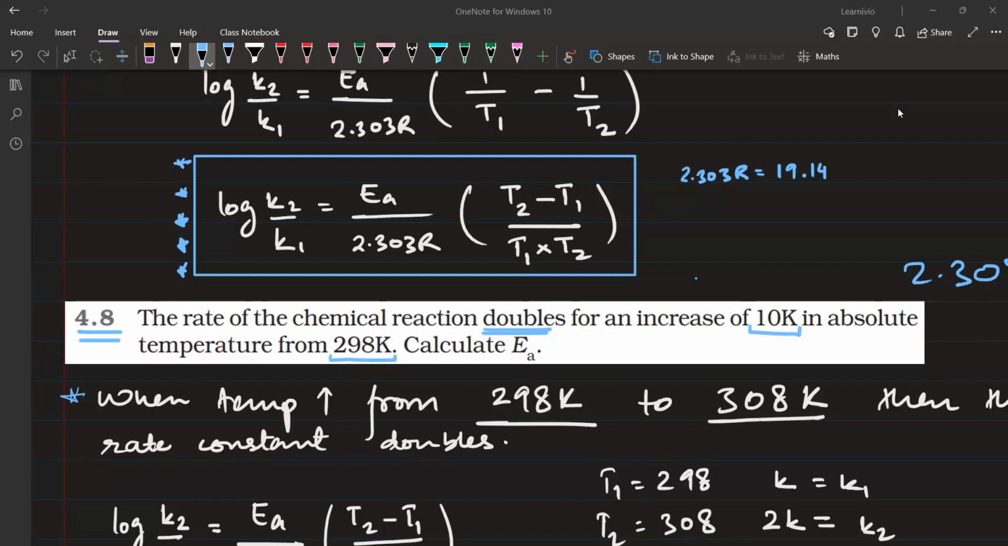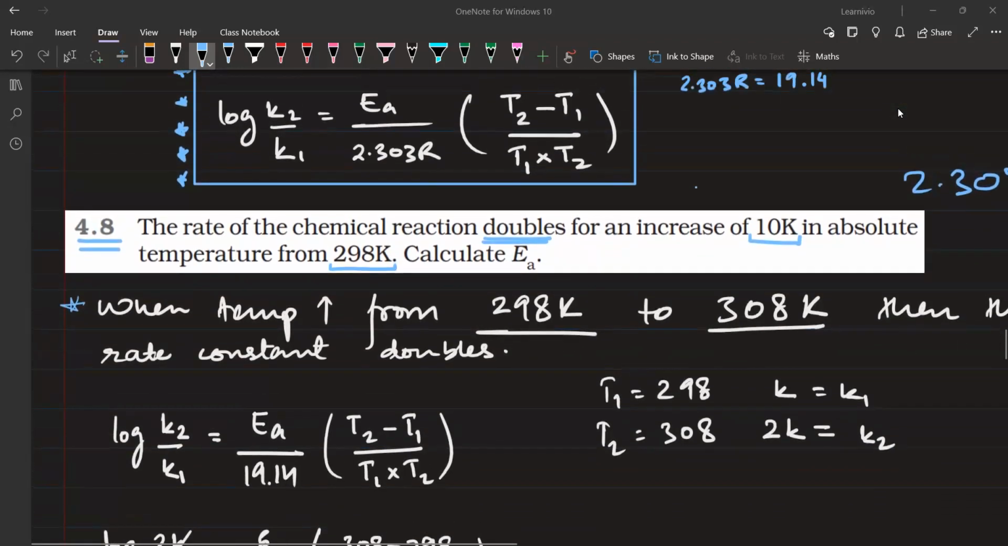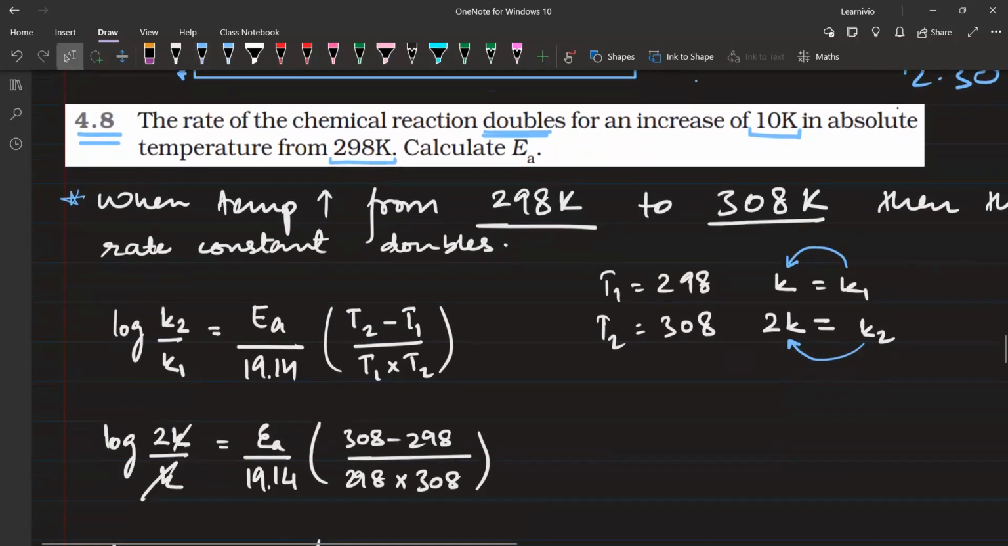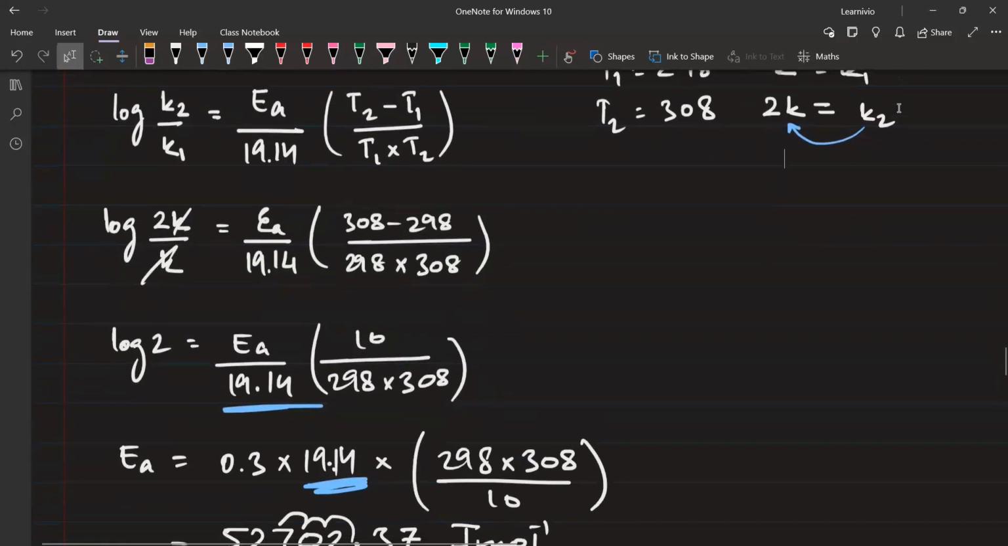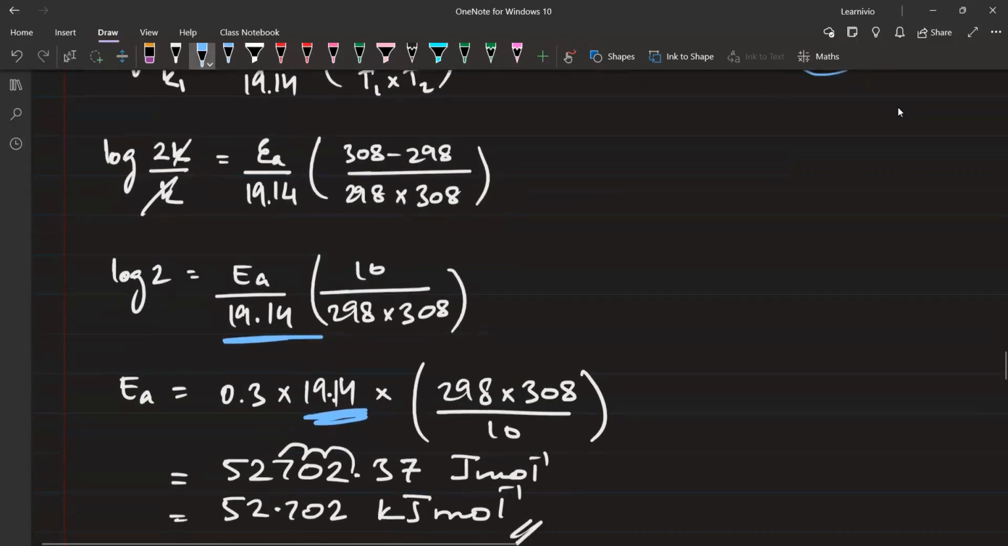You have to understand this. After that, we will apply the equation we have, log K2 upon K1 is equal to EA upon 19.14, T2 minus T1 upon T1 into T2. So T1 is 298, T2 is 308 because we have increased. K1 is K, and K2 is 2K. Because K1 is K and when we increase the temperature it becomes double, so K2 will become twice of K. When you plug in the values and then once you solve it, you will get the answer of the activation energy EA as 52.702 kilojoule per mole.